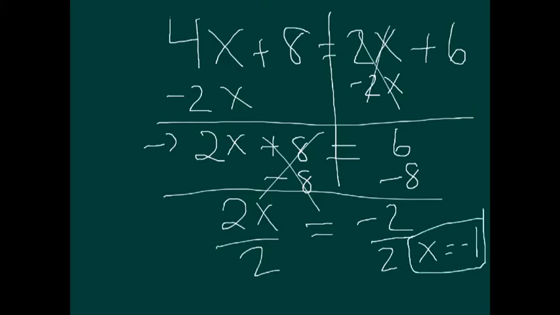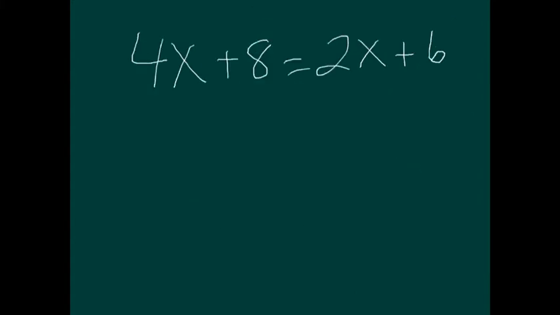I could put negative 1 back into the equation. 4 times negative 1 is negative 4. Negative 4 plus 8 should equal 2 times negative 1, which is negative 2, plus 6. Negative 4 plus 8 is 4, and 6 plus negative 2 is 4, sorry. And 4 equals 4, check, so I know that negative 1 is my right answer.